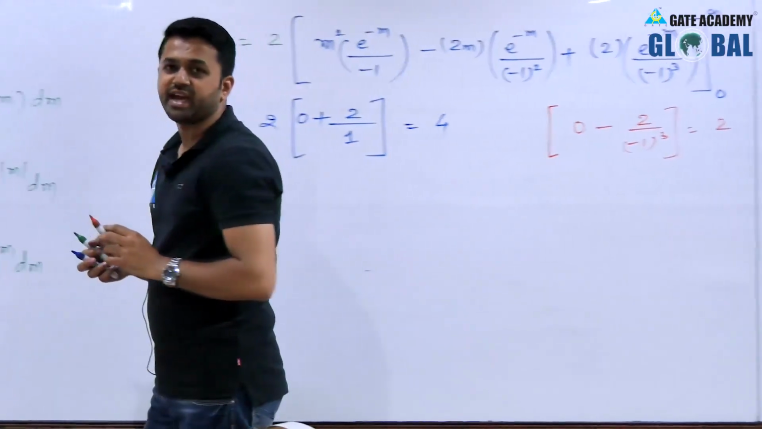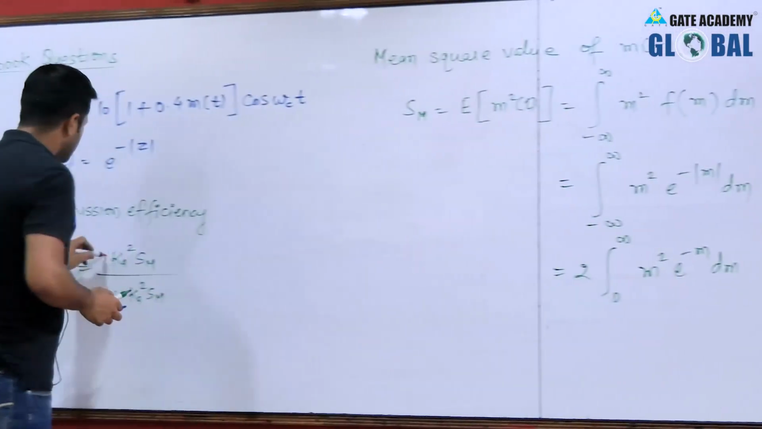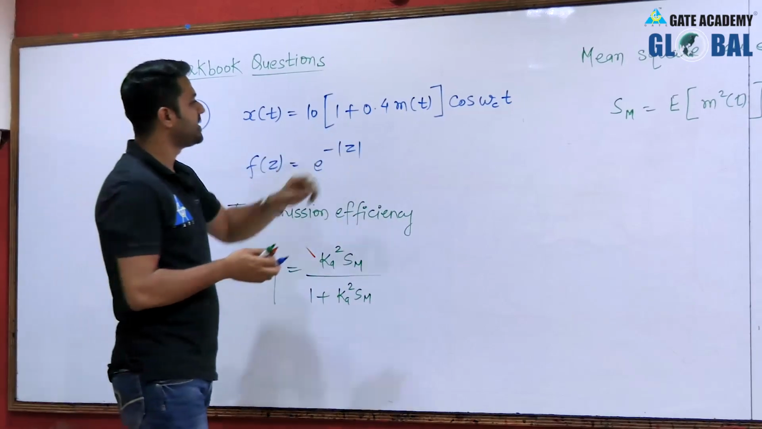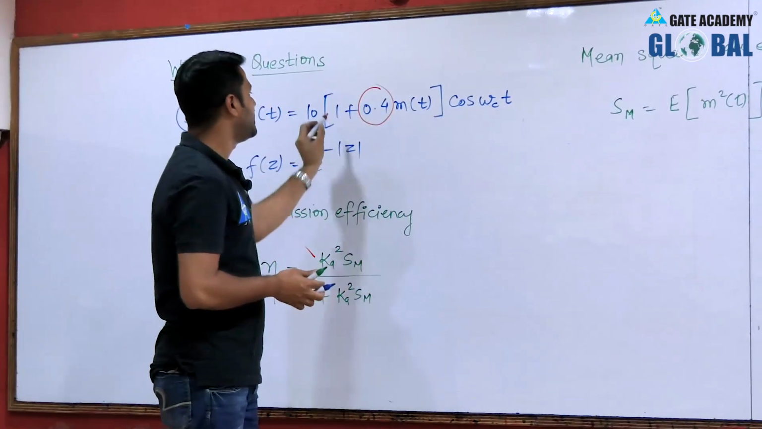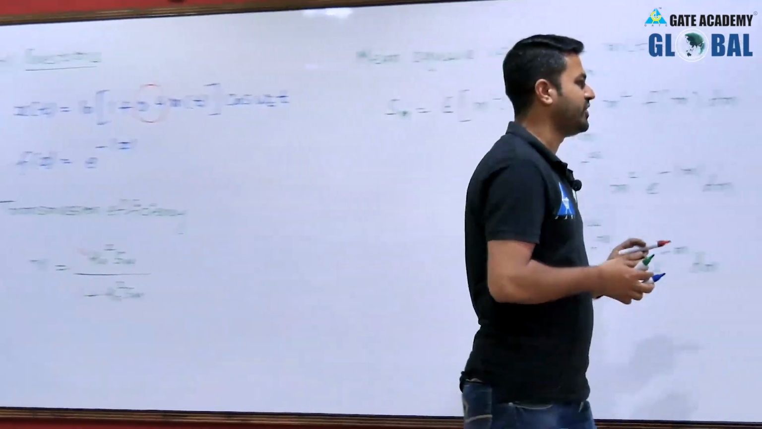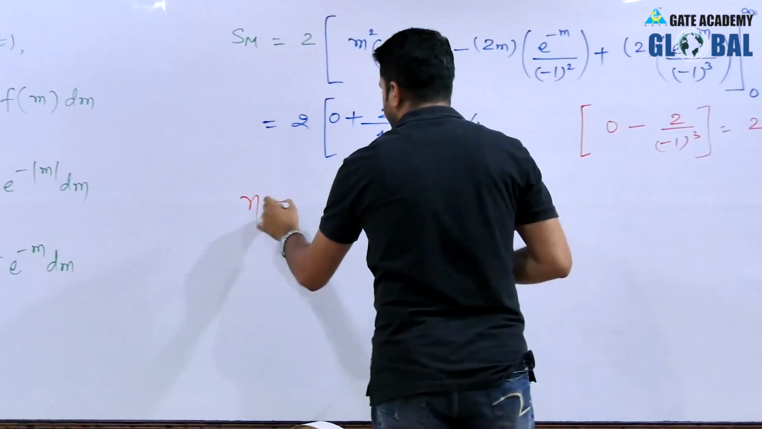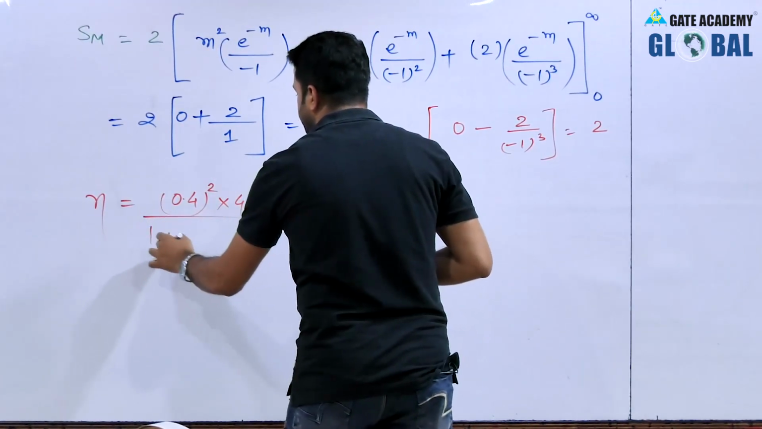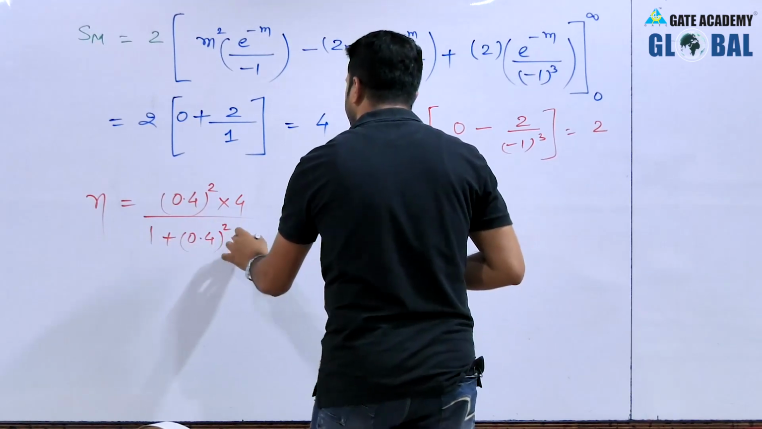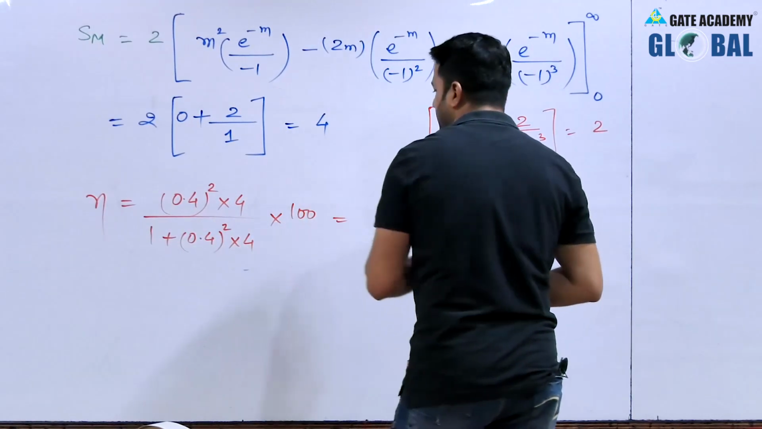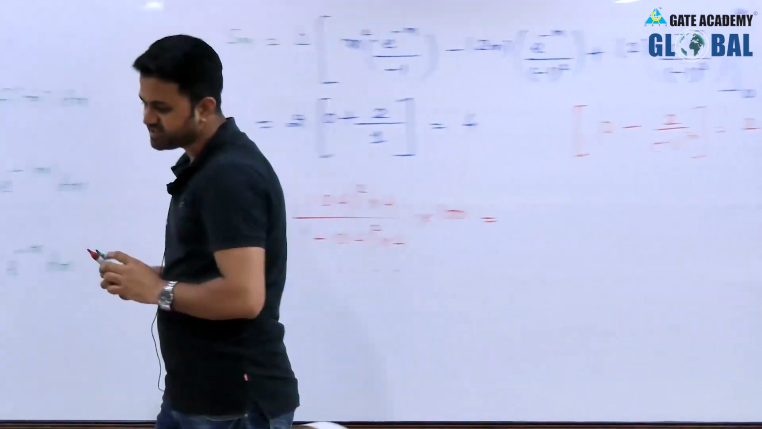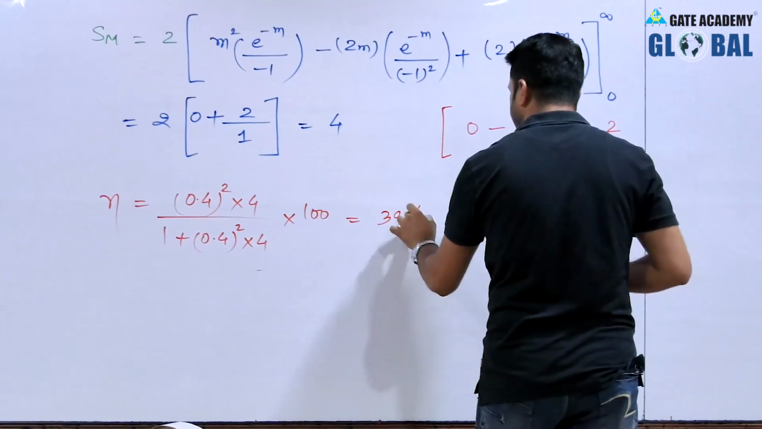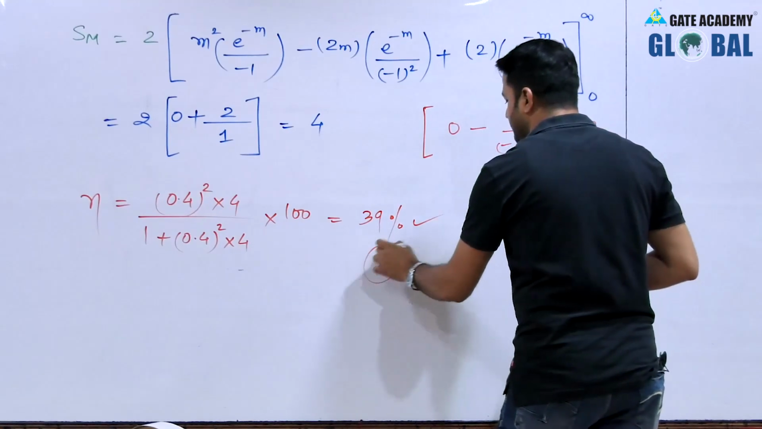Now, what is the value of Ka, because I have to calculate the transmission efficiency. We have calculated this value Sm, and now we have to calculate Ka. By comparing with 1 plus K into Mt, Ka is 0.4. Now the transmission efficiency is 0.4 whole square into 4 divided by 1 plus 0.4 square into 4, into 100, because we have to calculate it in percentage. After solving this we get the answer as 39%. So the correct answer for this particular question is option B, 39%.